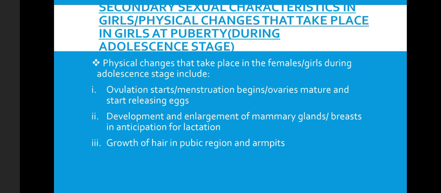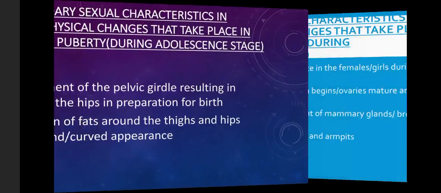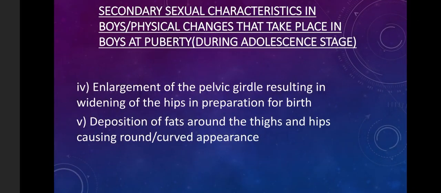Then a physical change number 3 in girls during puberty is growth of hair in the pubic regions and the armpits. Change number 4 is the enlargement of the pelvic girdle, and this one normally results in widening of the hips in preparation for birth. Then lastly, the last change that will take place in girls during puberty is the deposition of fats around the thighs and the hips, and when this occurs, normally it results in the curved appearance in girls.